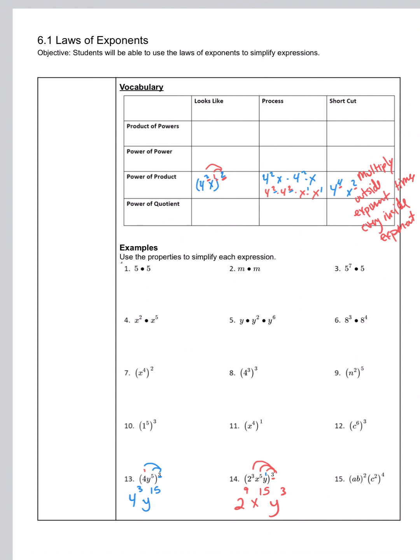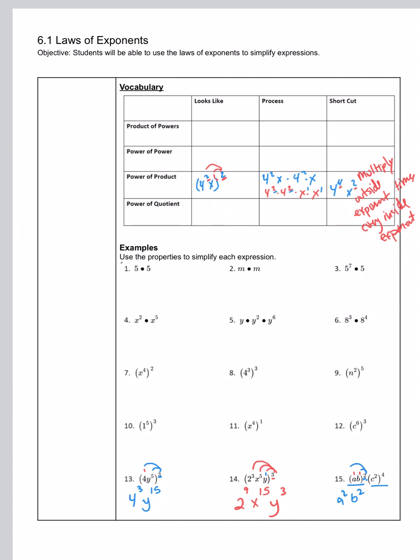And then number 15 is kind of similar. A and B do not have exponents, so I can put a 1 on the A and a 1 on the B. And then I'm not going to handle the C yet. I'm just going to focus on the A and B. So these are being multiplied, so it's like this and this are 2 problems. We're going to keep them separate for right now. So we're going to take that outside 2 times 1, that's A to the second. And that outside 2 times the other one is B to the second.